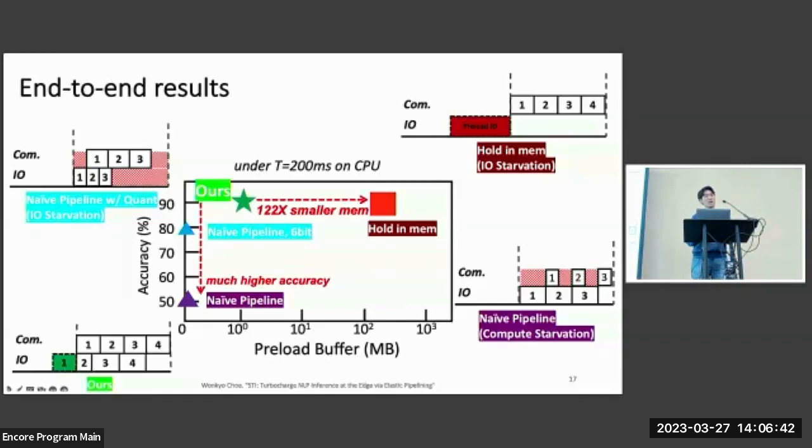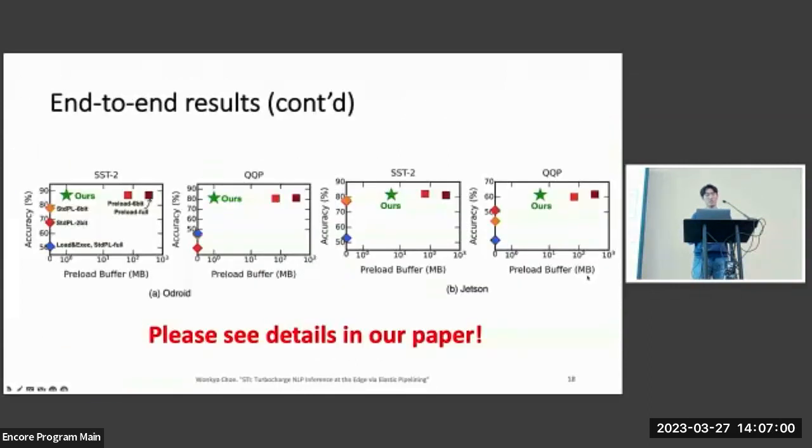And lastly, our system achieves an optimal balance between memory consumption and accuracy. So at the cost of only 1 megabyte, it achieves comparable accuracy to holding memory and higher accuracy compared to naive pipelining or naive pipelining with quantization. So there are more results on different benchmarks and different hardware setups, but due to the time limit, please see the detail in the paper.